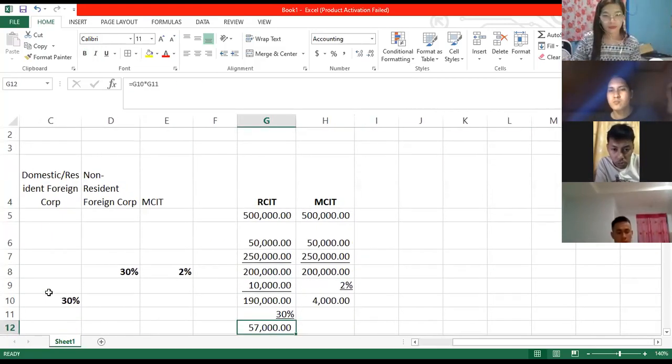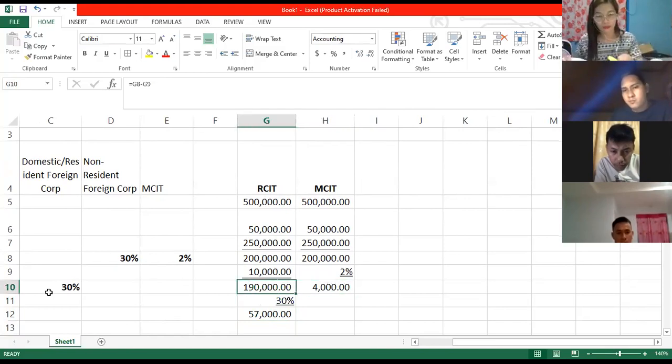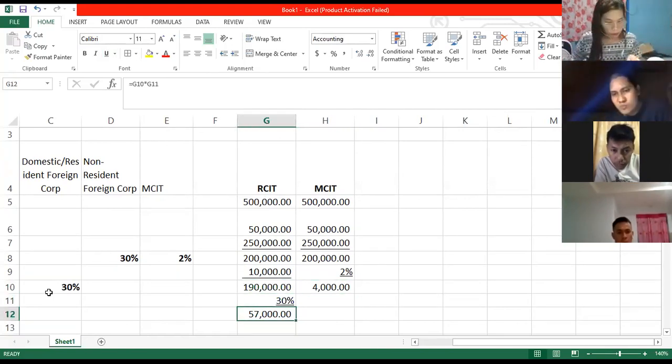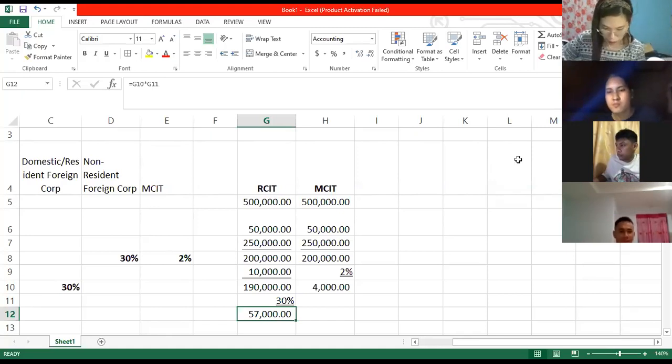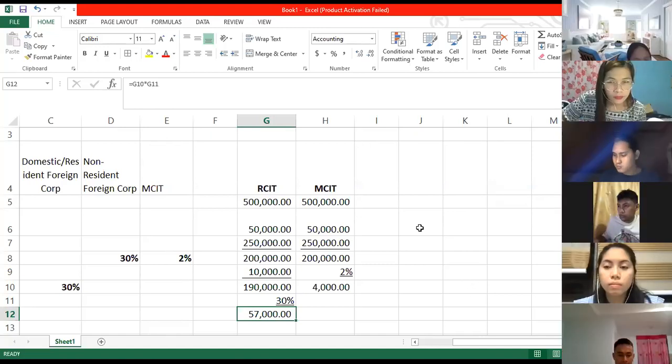Ayan yung comparable table natin between RCIT and MCIT. So any question? Clear ba yung discussions natin for domestic corporations? Attorney, question po. Yes.